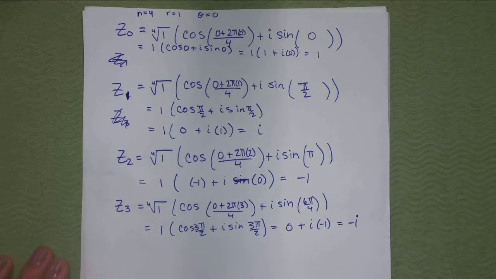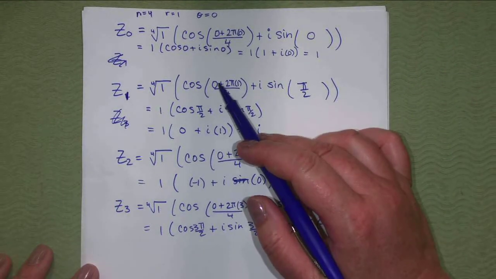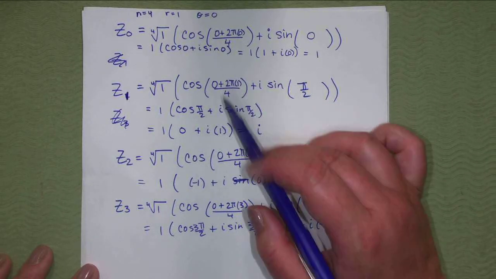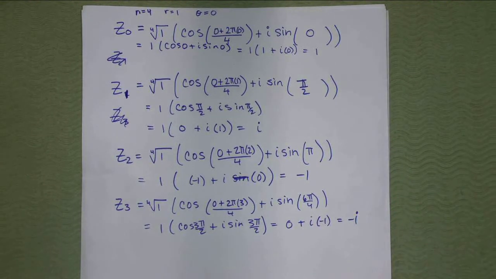Okay. Now with 0, that was really easy because you're plugging in 0. But usually the theta is a fraction. So you've got a fraction plus 2 pi, work that out, divide it by 4. It's a little bit trickier to work it out. I usually do it off to the side and then plug it in. So let's do another one of those.